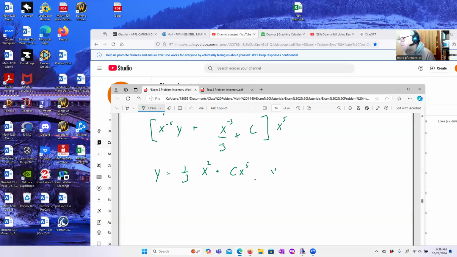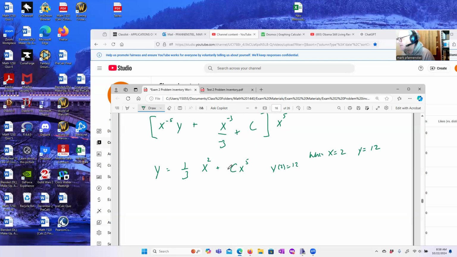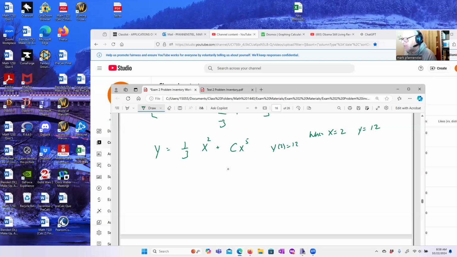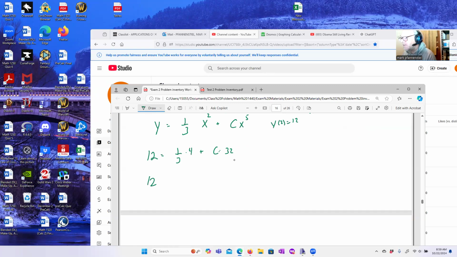Okay, now comes the hard part. We have y of 2 is equal to 12. That means when x is 2, y is equal to 12. Let's see what c is going to be because of this. So 12 equals 1/3 times 2 squared, which is 4, plus c times 2 to the 5th, which happens to be 32. It's just one of those weird things I picked up a long time ago. So we've got 12 is equal to 4/3 plus 32c, and we're trying to solve for c here.